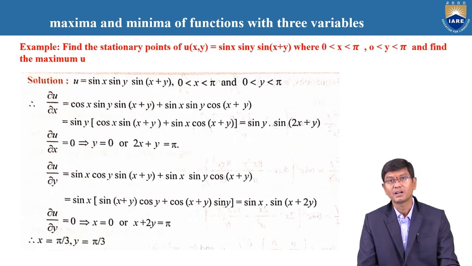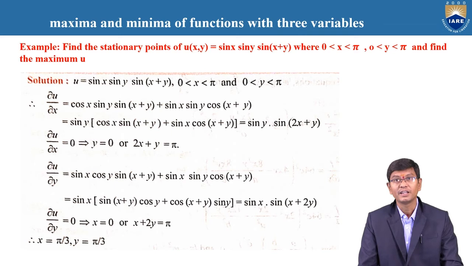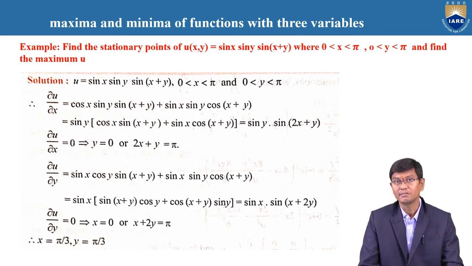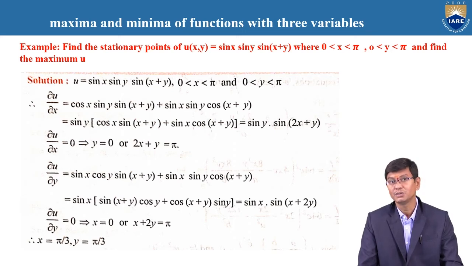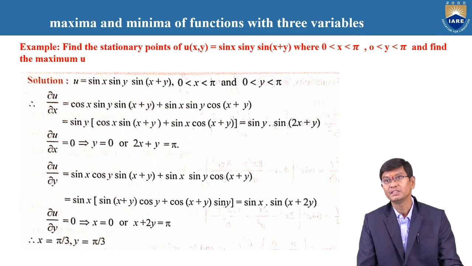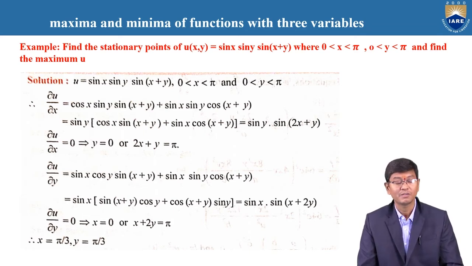Now we'll discuss one other problem, using trigonometry, that is, angles between two or three variables. Find the stationary points of u of x, y equal to sin x into sin y into sin of (x plus y), where x lies between 0 to pi and y also lies between 0 to pi, and find the maximum value of the given function.